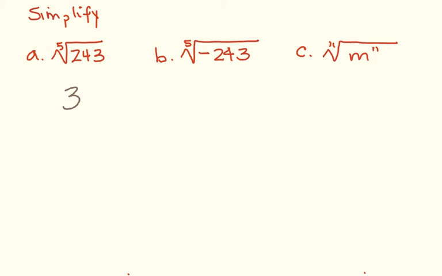We don't worry about positives or negatives, and there are no variables in it. It's just a number. Okay? The 5th root of negative 243 is going to be negative 3. Because an odd power or an odd root with a negative gives us back a negative.